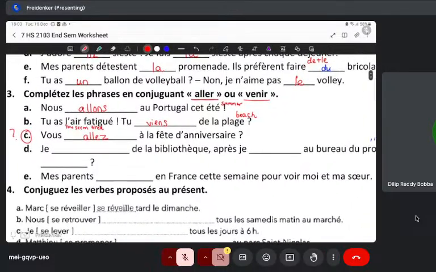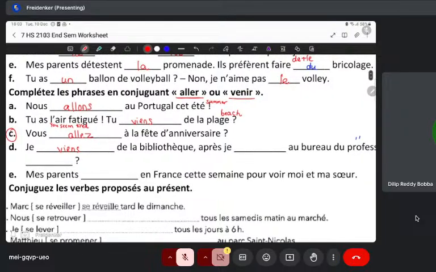Next question is simple. Je dash from the library. So I come from the library. Coming means venir, so je viens. I come from the library. After that, après is after. Je dash au bureau. So if you come from the library, then you have to go to the office, right? Because AU means to the office. So you go to the office. Going means aller. So je vais, the conjugation. Je vais.